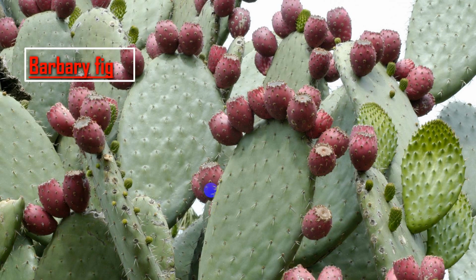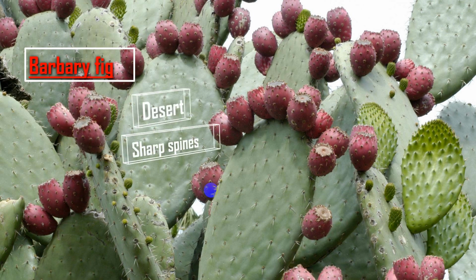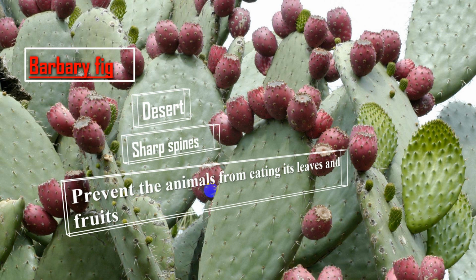Palm trees are found in the desert and have thick roots and small leaves, and this is to resist the strong wind. Barbary fig, as we can see, we all love it. Barbary fig lives in the desert also and has sharp spines, as we can see, and this is for protection, to protect this kind of fruit from animals. So the barbary fig prevents animals from eating its leaves and fruits with sharp spines.